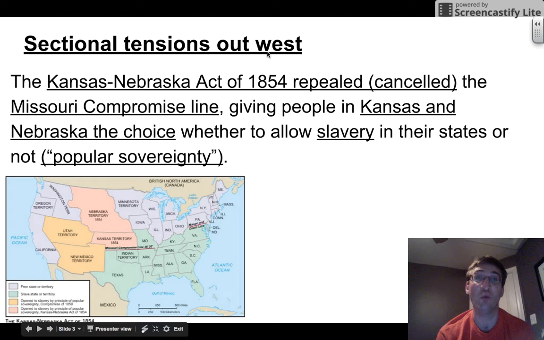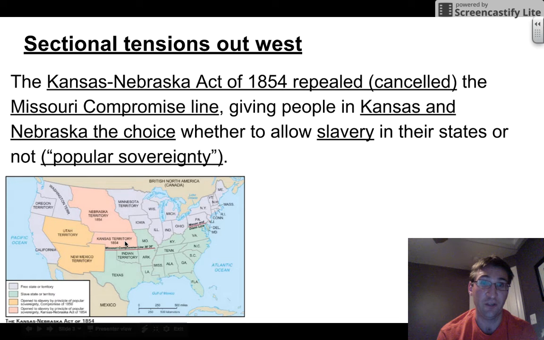Sectional tensions out west. The Kansas-Nebraska Act of 1854 repealed, meaning canceled, the Missouri Compromise line, giving people in Kansas and Nebraska the choice whether to allow slavery in their states or not. And this choice was called popular sovereignty, giving the people the independence to decide. And here's the Nebraska territory, here is the Kansas territory.